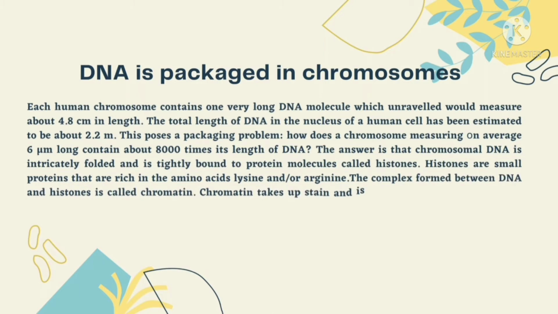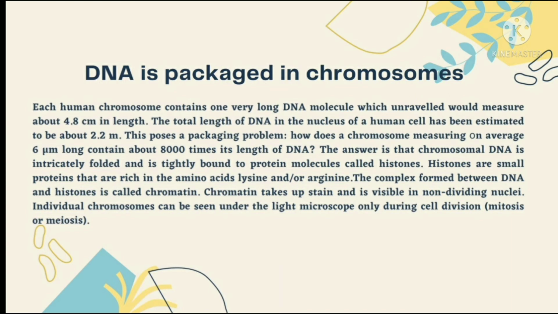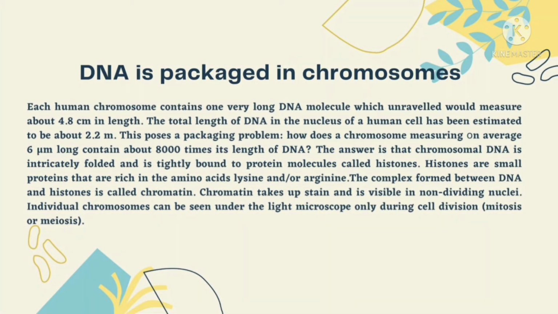The answer is that chromosomal DNA is intrinsically folded and is tightly bound to protein molecules called histones. Histones are small proteins that are rich in the amino acid lysine and/or arginine. The complex formed between DNA and histones is called chromatin. Chromatin takes up stain and is visible in non-dividing nuclei. Individual chromosomes can be seen under the light microscope only during cell division, mitosis or meiosis.